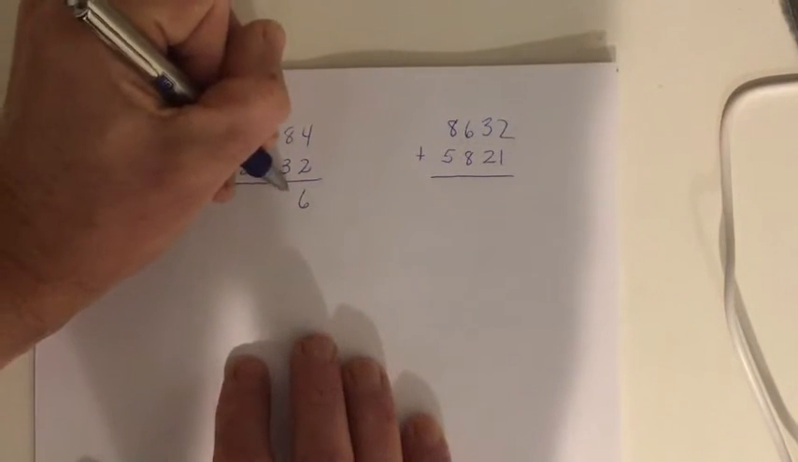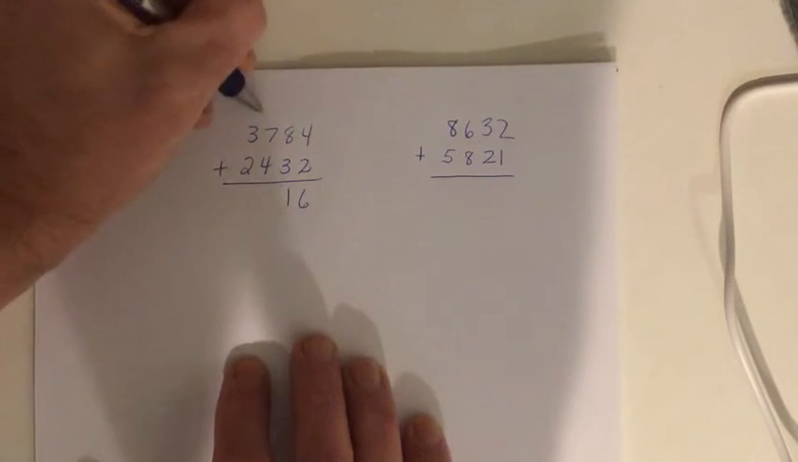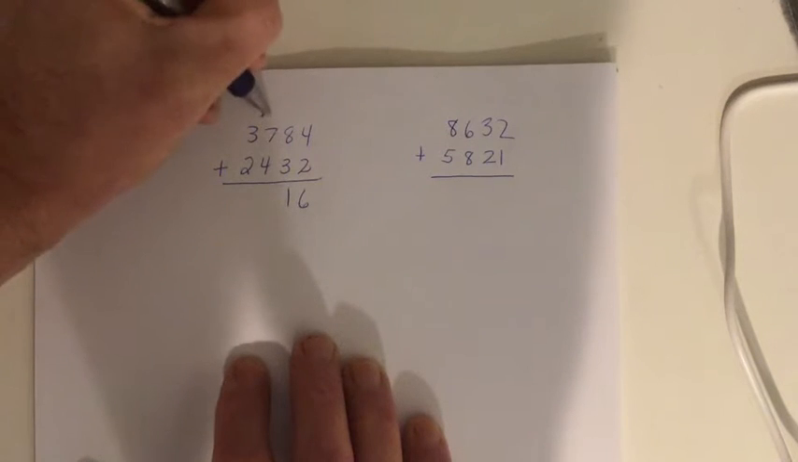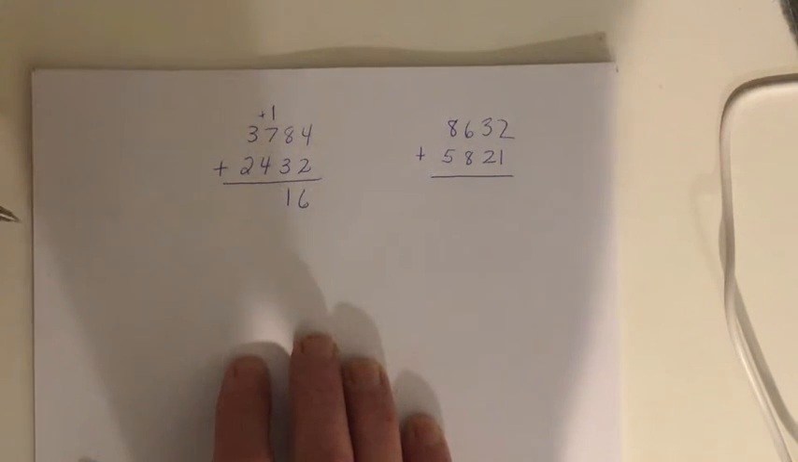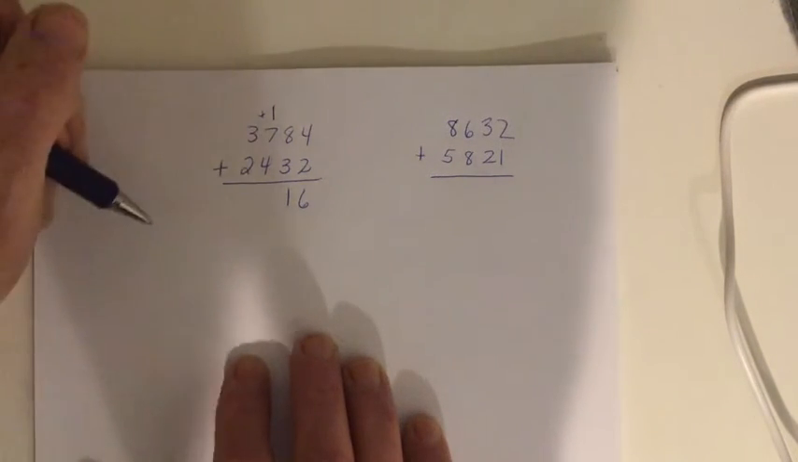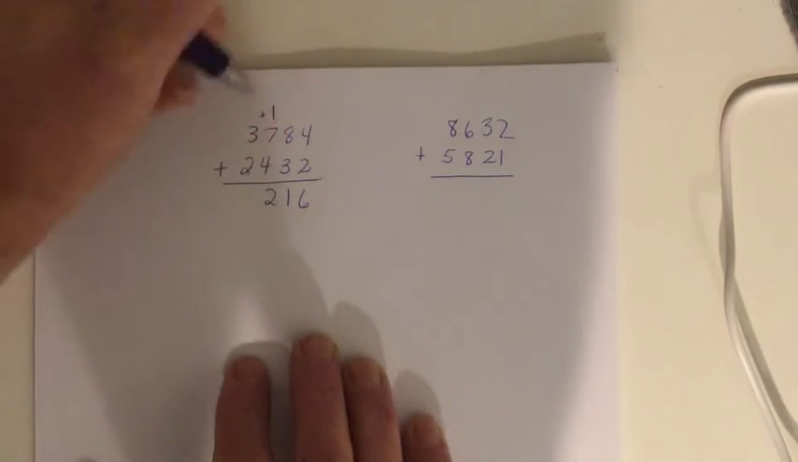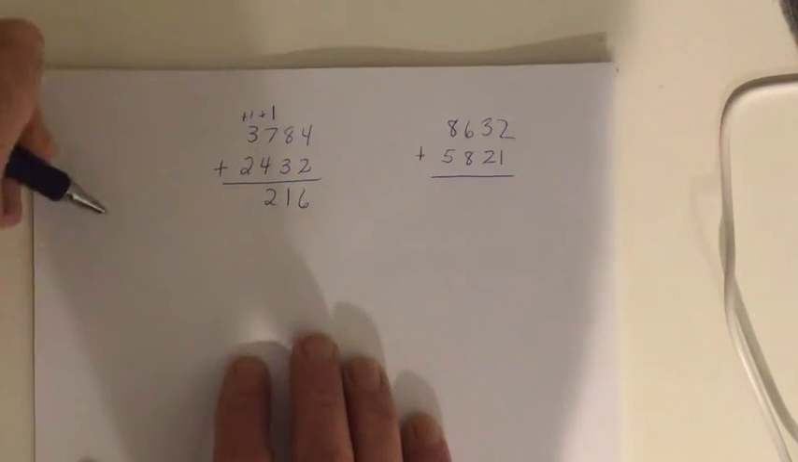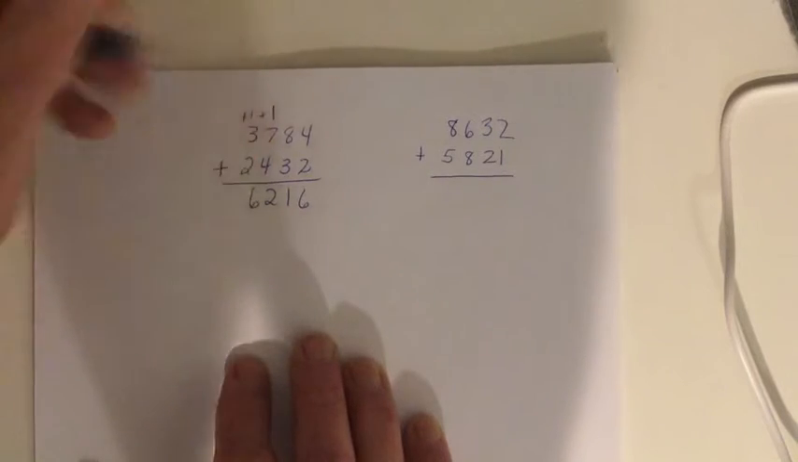8 plus 3 is 11. You're going to take the 1, put it there. You're going to carry 10 tens, trade it for 100. So that looks like that. 7 plus 4 is 11. Plus 1 more is 12. And 3 plus 2 is 5. Plus 1 more is 6.